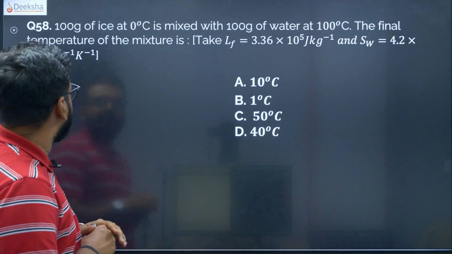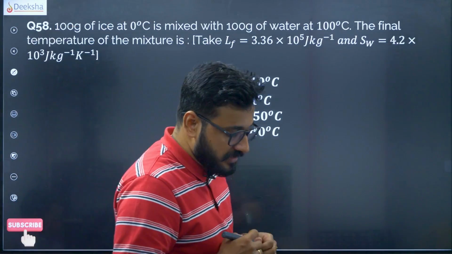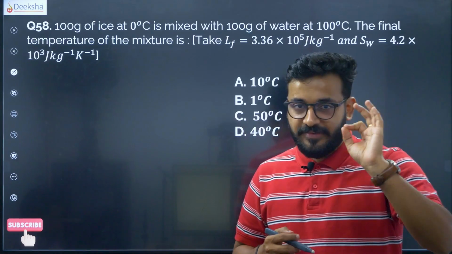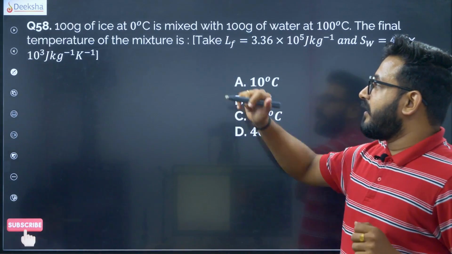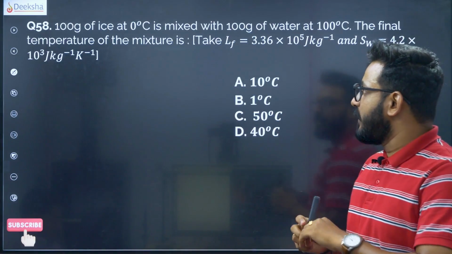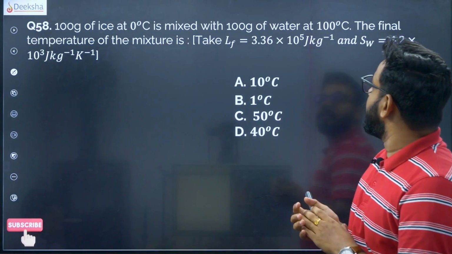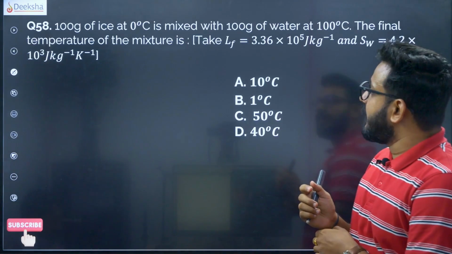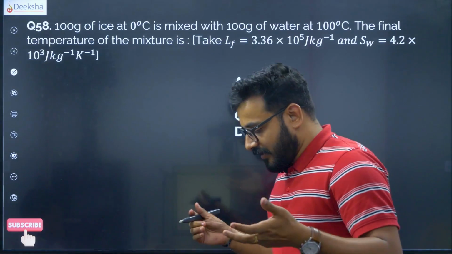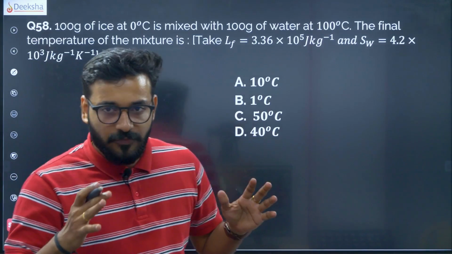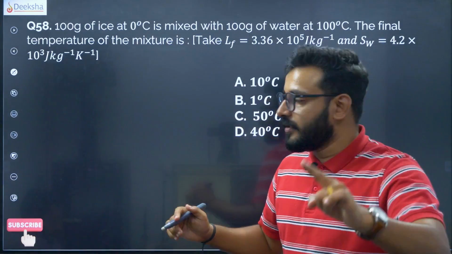Now look at question number 58. Once again, very simple question, but slightly calculation heavy. So 100 grams of ice at 0 degrees Celsius is mixed with 100 grams of water at 100 degrees Celsius. The final temperature of the mixture is. Very simple. I hope most of you get this kind of calorimetric question. You just have to understand.